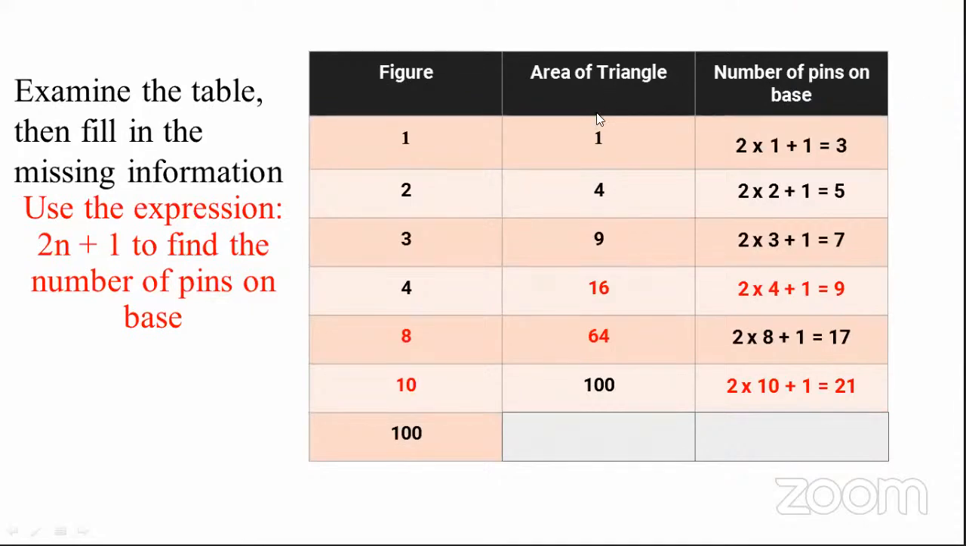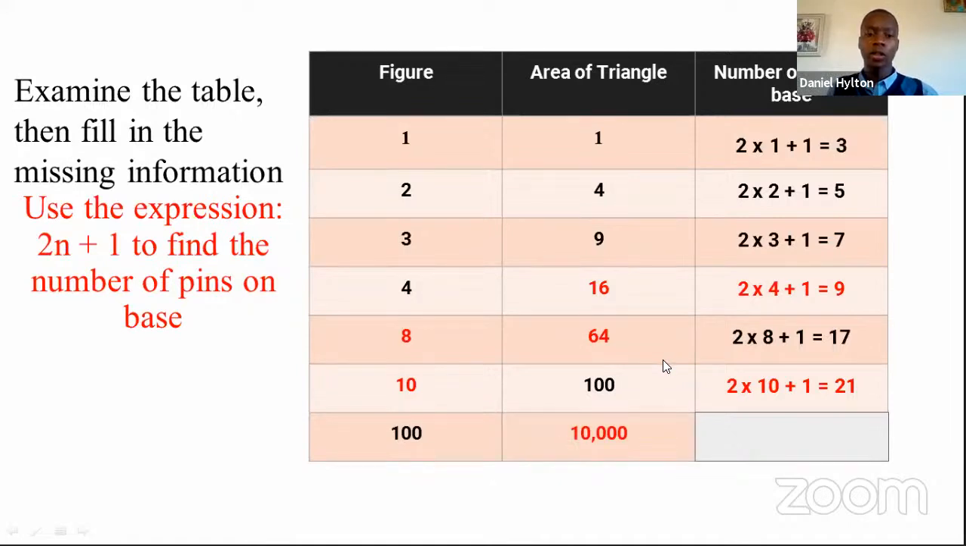10,000 is coming up, 10,000 for the area of triangle. Okay, great. And what would the number of pins on base be? 201 is coming up. Okay, great. So we know that for the area of a triangle, it's just the figure number squared. So it's 100 squared, which is 10,000. And for the number of pins on base, that would be 2 times 100 plus 1. So that's 200 plus 1, which is just 201.